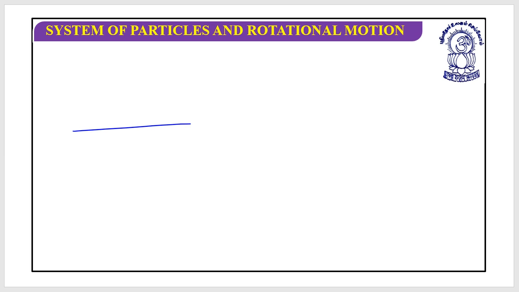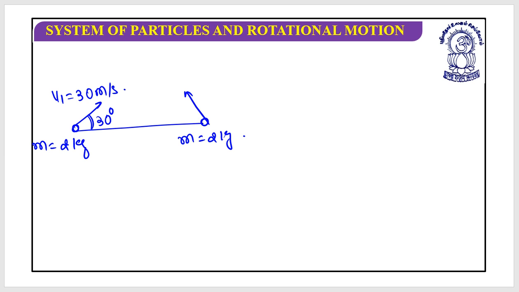Let's understand the situation. This is one of the objects. It is a projectile and its mass is 2 kg. Its velocity, let's say, is 30 meter per second, and this theta is 30 degrees. Here is another object, its mass again 2 kg. Its velocity is 60 meter per second, and this angle is 60 degrees. This is the situation. And what do they want?